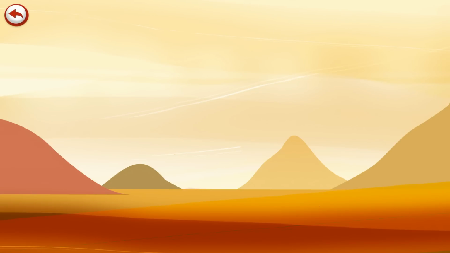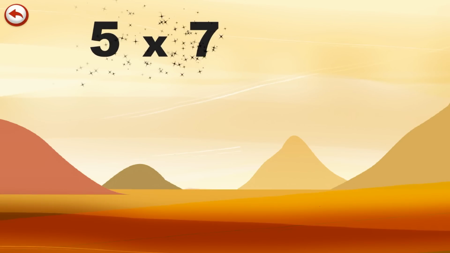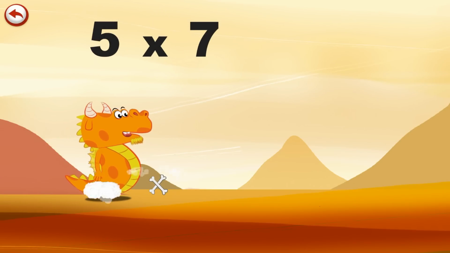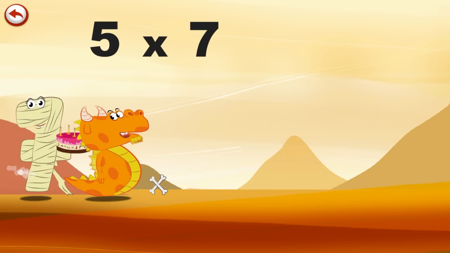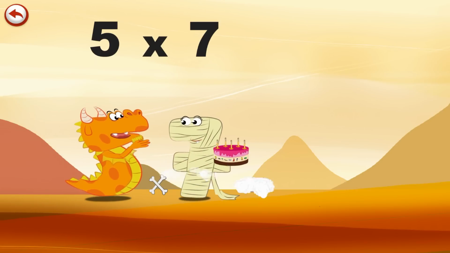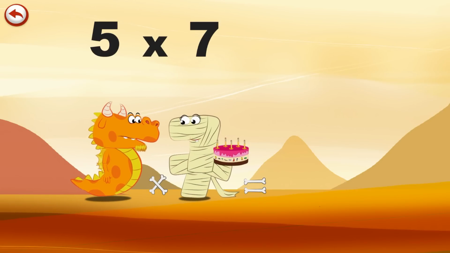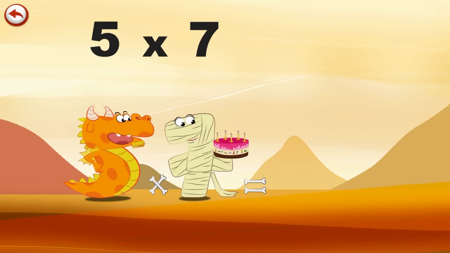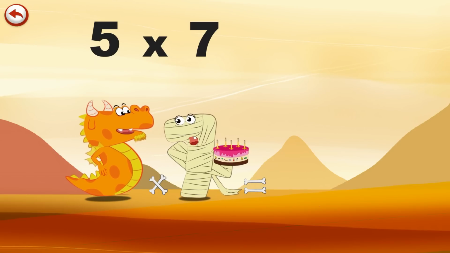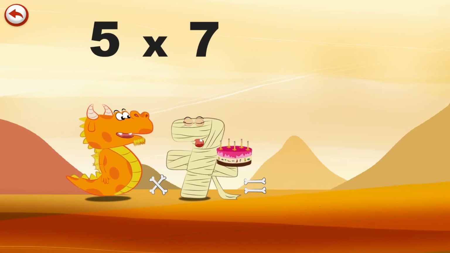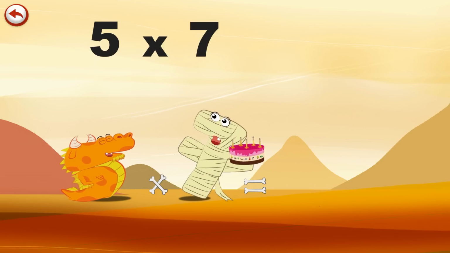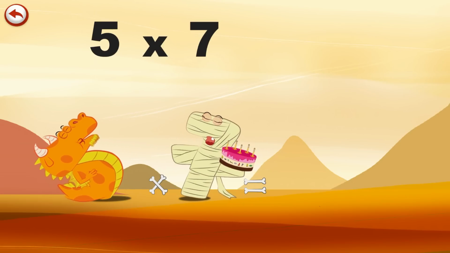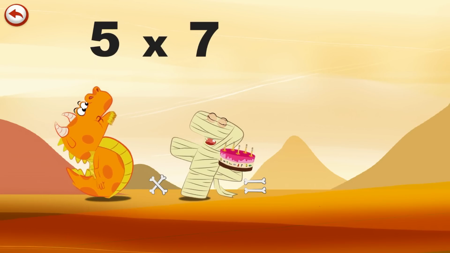What's the story of 5 times 7? Mr. FlamingFive is invited to the mummy RamSeven's birthday party. As usual, he always wants to light the candles. Very proudly, he takes a deep breath and blows such a big flame that it burns everything in its way.